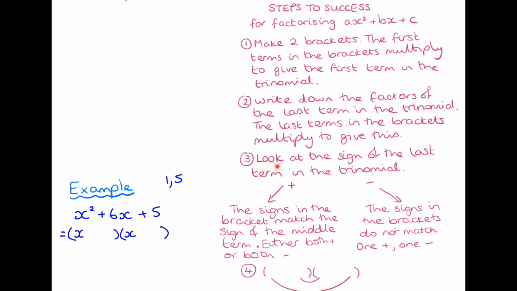Number 3. Look at the sign of the last term in the trinomial. So here's the last term, and it's positive. So the signs in the bracket match the sign of the middle term. So that means they're either going to be both pluses or both minuses.